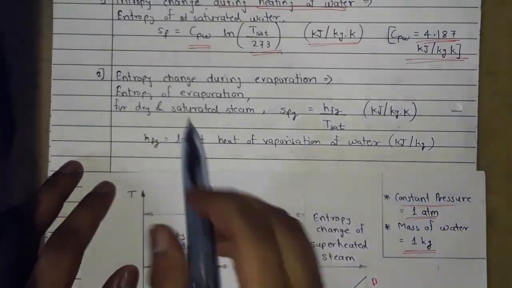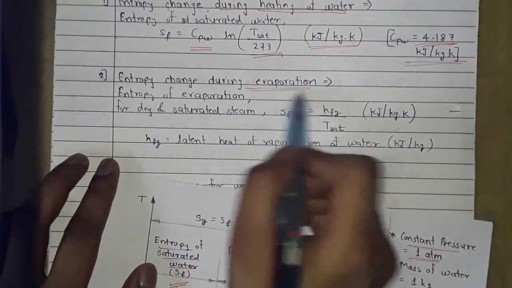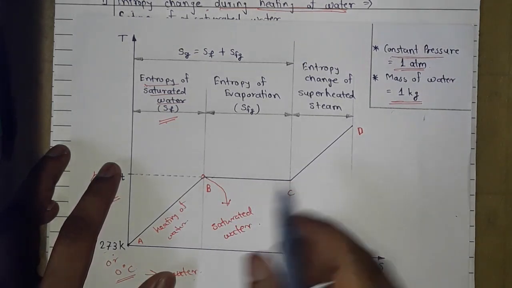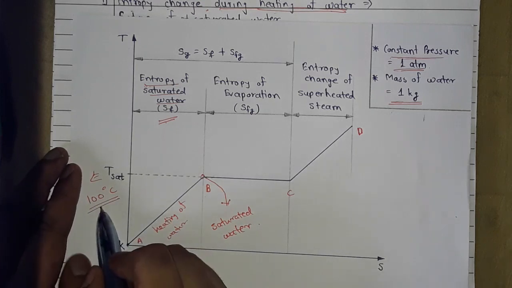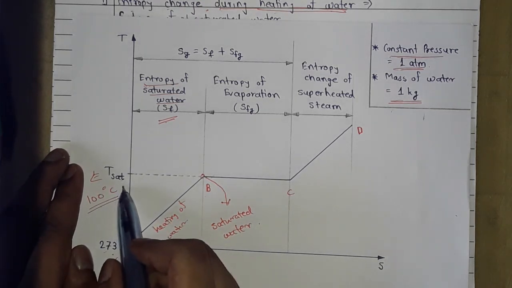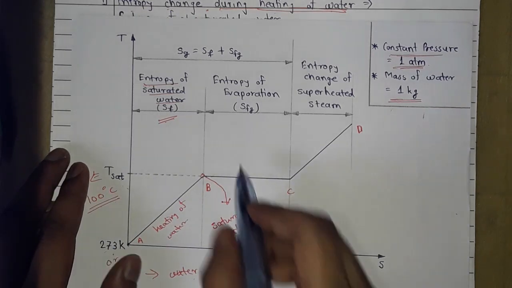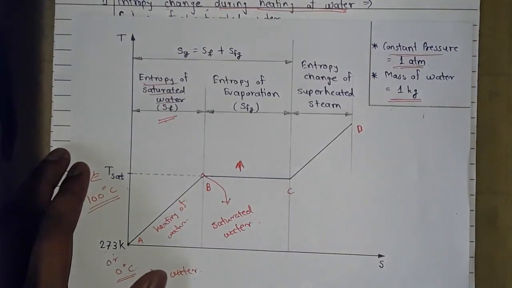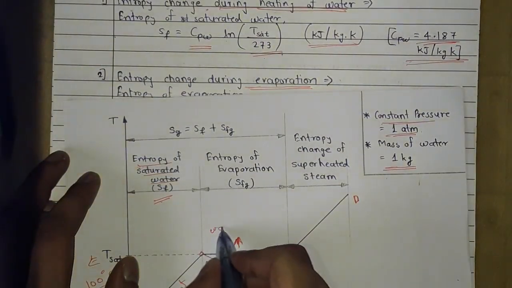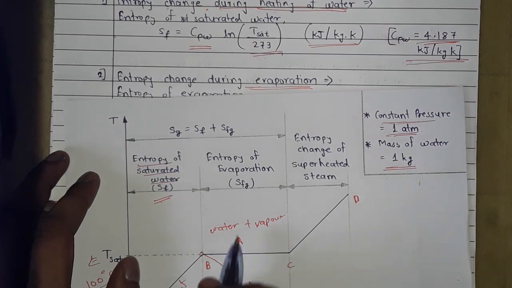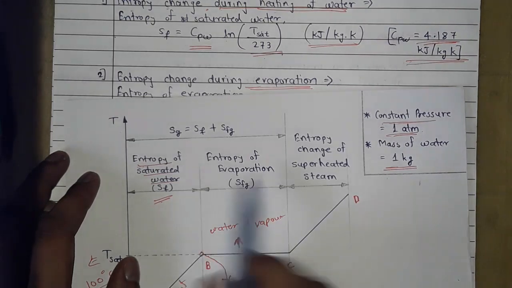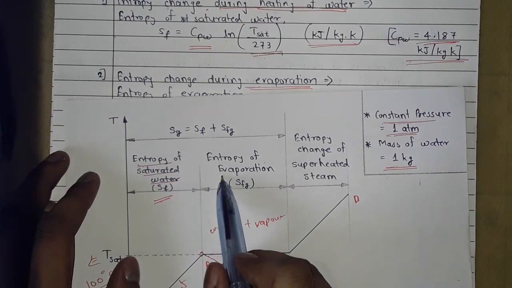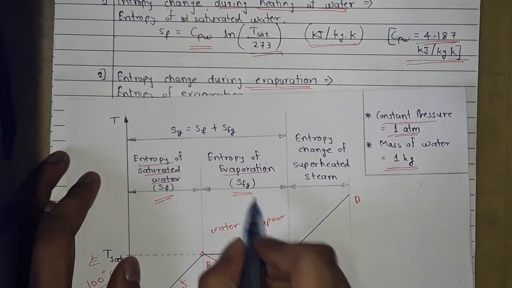Now friends, here entropy change during evaporation. Now friends, evaporation process is B to C here, and it is at constant temperature, that is 100 degrees Celsius or saturation temperature Tsat. During this process friends, we got water plus vapor mixture during this process B to C, and entropy change during this B to C process is called entropy of evaporation, and it is denoted by SFG here.